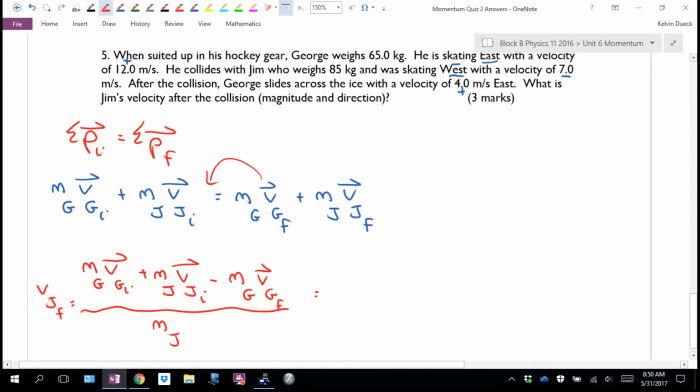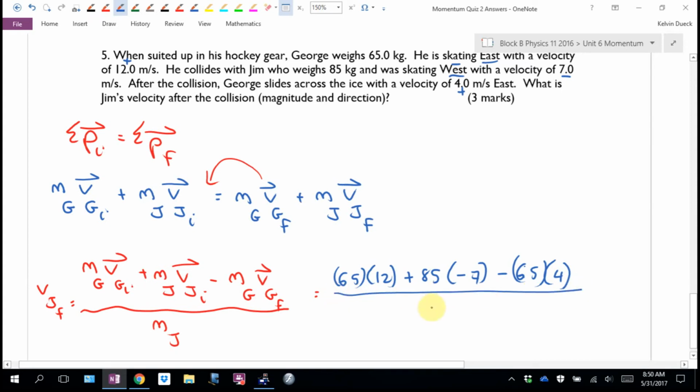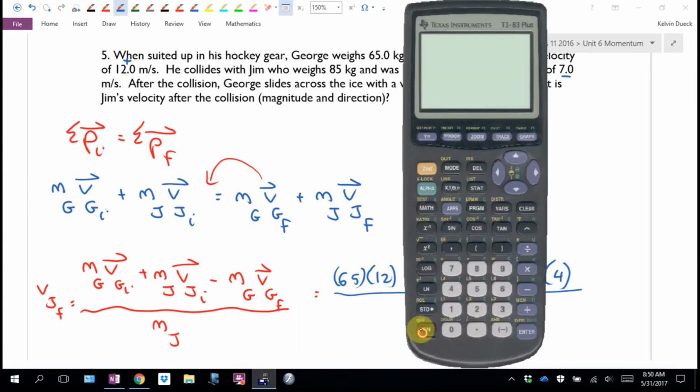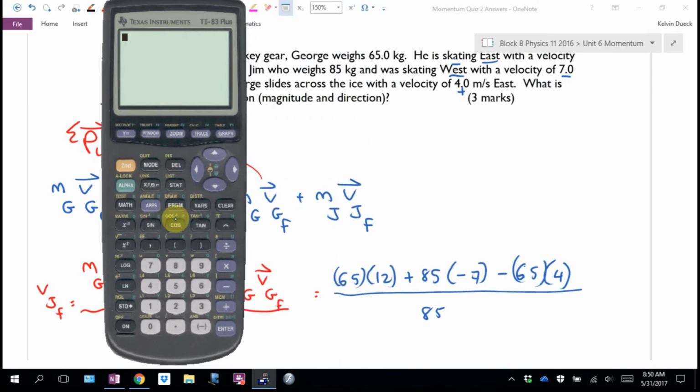Here we go. Mass of George, 65. Initial velocity of George, positive 12. Plus mass of Jim, 85. Initial velocity of Jim, negative 7. Minus mass of George, 65. Final velocity of George, positive 4, all divided by 85. Is that right, folks? Pull up my trusty calculator. 65 times 12 plus 85 times negative 7 minus 65 times 4 divided by 85. Do you get negative 0.88?